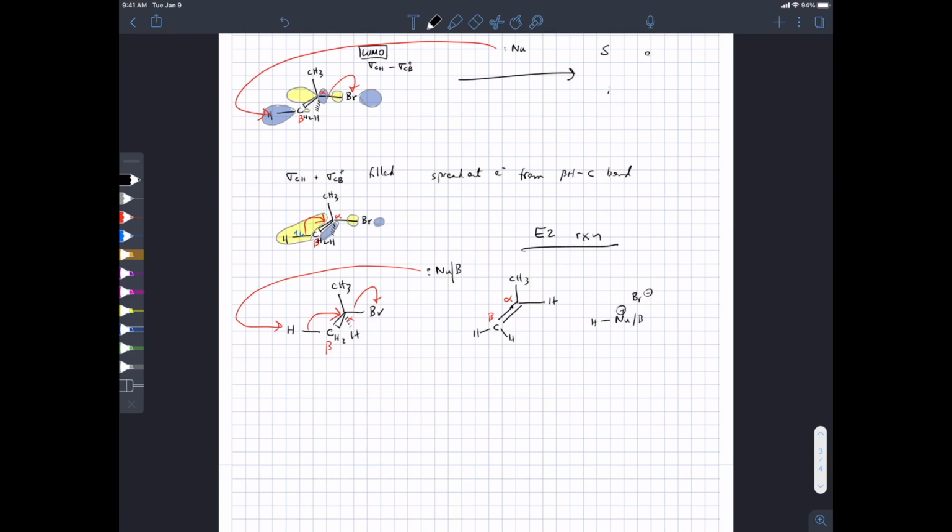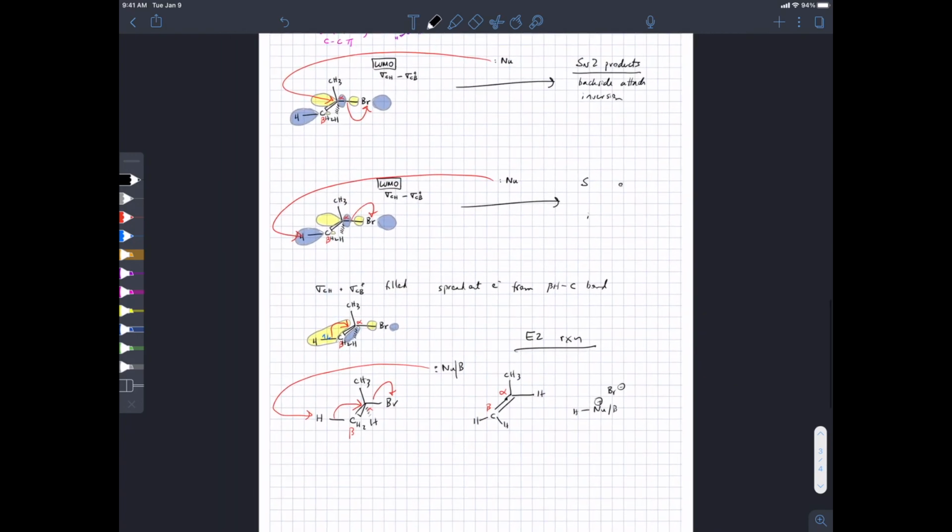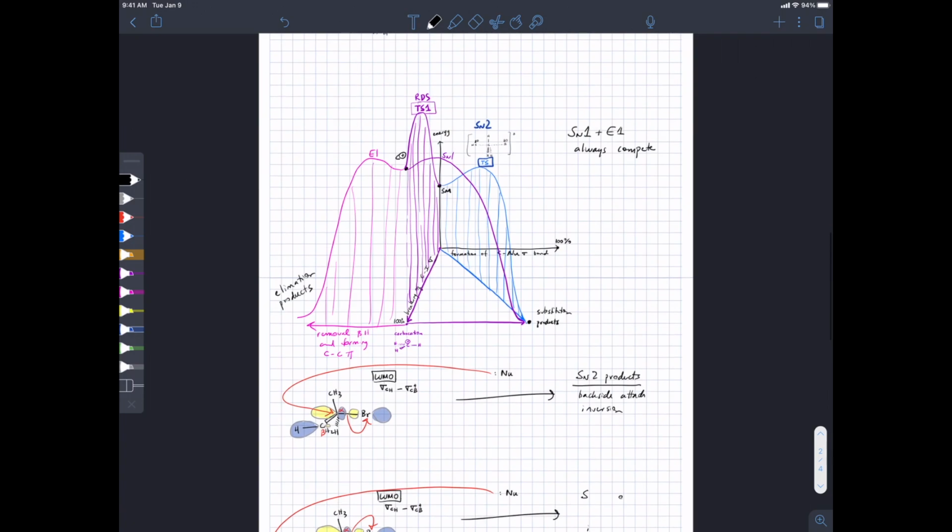All right. So that's a lot. Questions you want to ask about that mechanism? Yeah. So I assume that the SN2 and E2 compete just like SN1 and E1? Yeah, so do SN2 and E2 compete just like SN1 and E1?